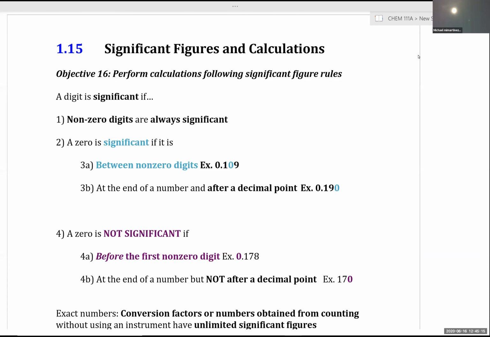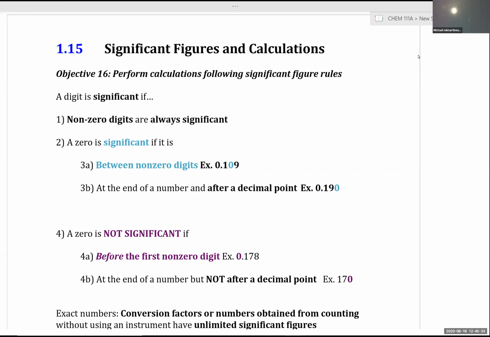Okay, so when we last left off, we were discussing taking measurements with the proper number of significant figures. Next, we'll talk about, once we have our measurements, how do we handle significant figures in calculations?